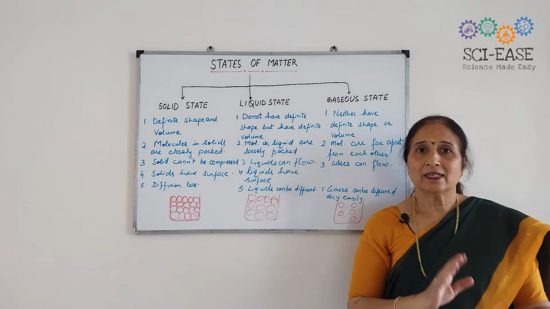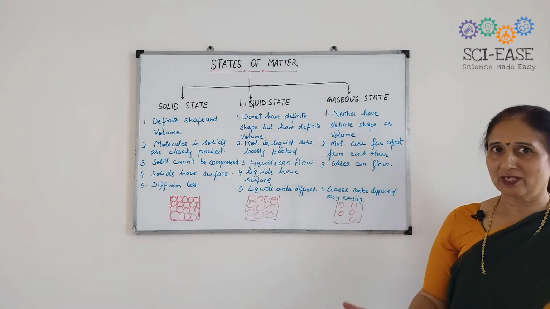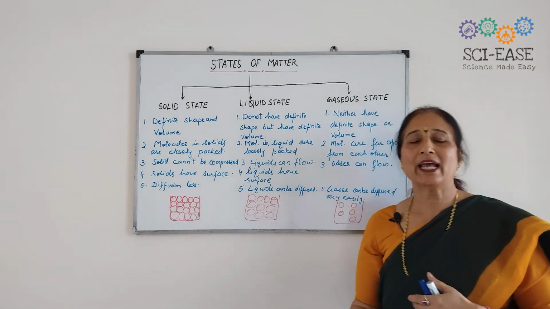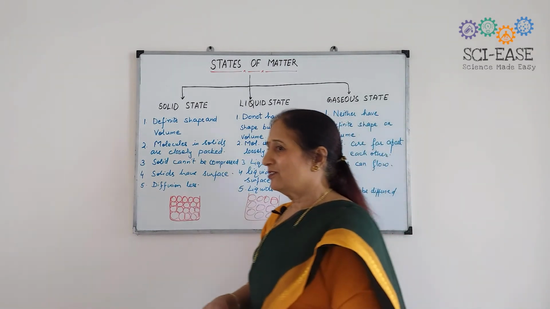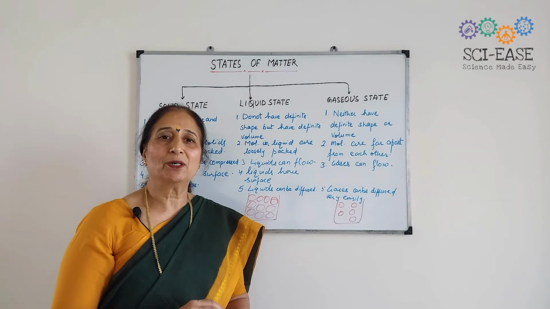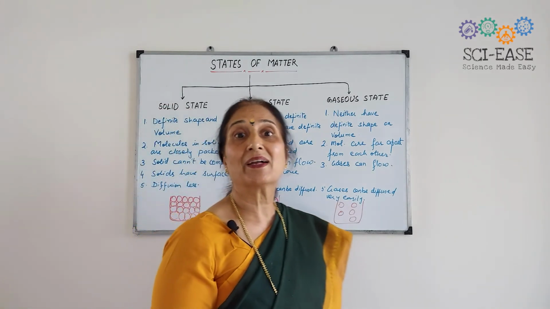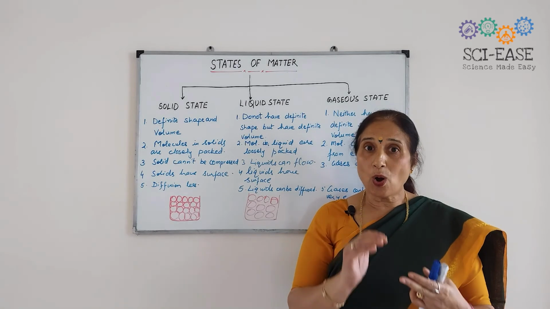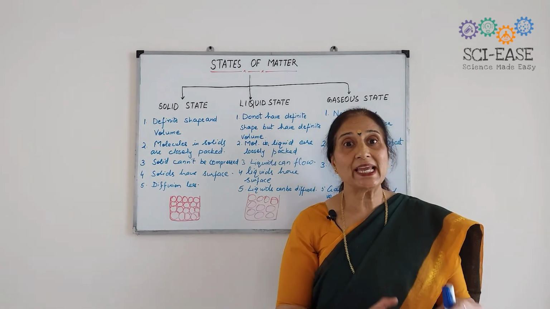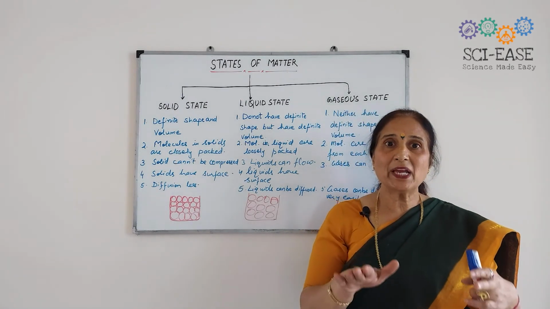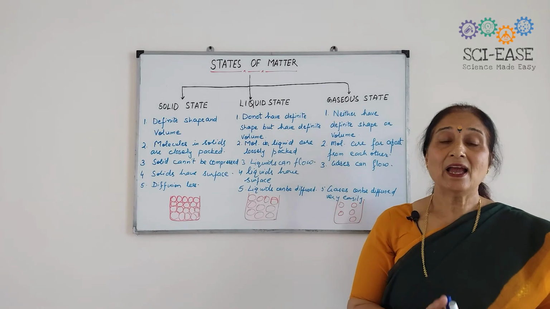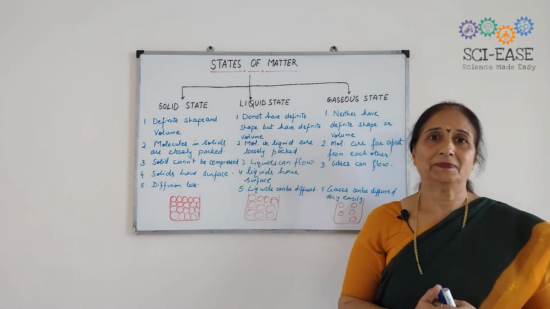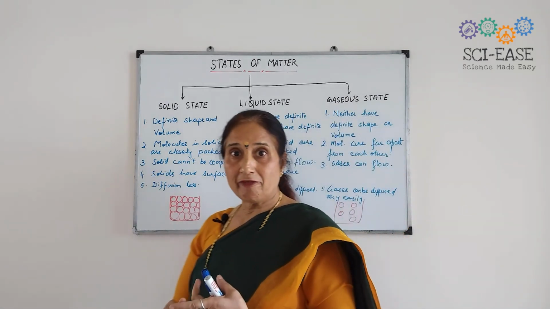Now next point, gases do not have any surface. Solids have a surface, liquids have a surface, but gases do not have any surface. Now come to the point that gases can be compressed very easily. You know that oxygen in a cylinder or CNG in a cylinder can be compressed very easily, and a large volume of the gas is there in the cylinder. So gases can be compressed very easily.